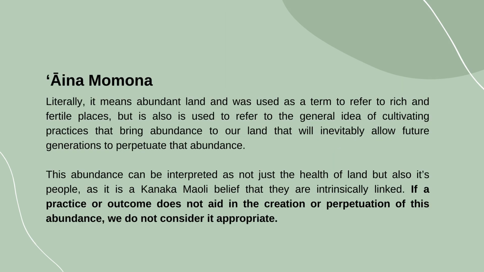So first, we determined an agreed upon metric that would guide us on design decisions such as which community members we should partner with. For us, we designated the metric as Aina Momona. Literally, this term means abundant land and was used as a term to refer to rich and fertile places. But it is also used to refer to the general idea of cultivating practices that bring abundance to our land that will inevitably allow future generations to perpetuate that abundance.